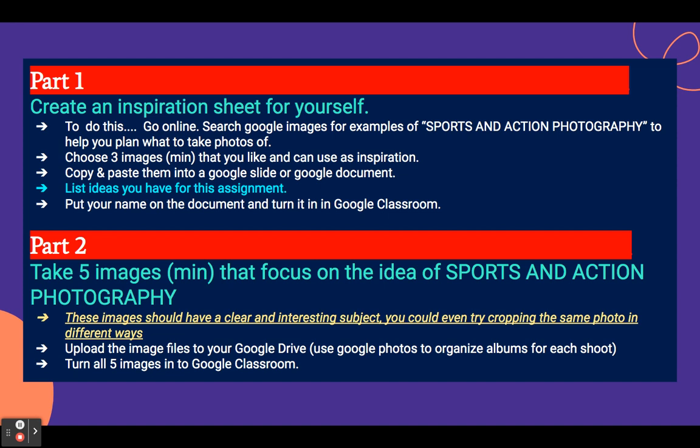So write that out so I can give you 100. Because if you just put pictures and you don't write a little bit, I can't give you the full credit because you didn't complete the whole assignment. So make sure you write out what you're actually going to be doing when you plan out what you want to do for your inspiration sheet. And then you're going to actually go out and take your pictures.